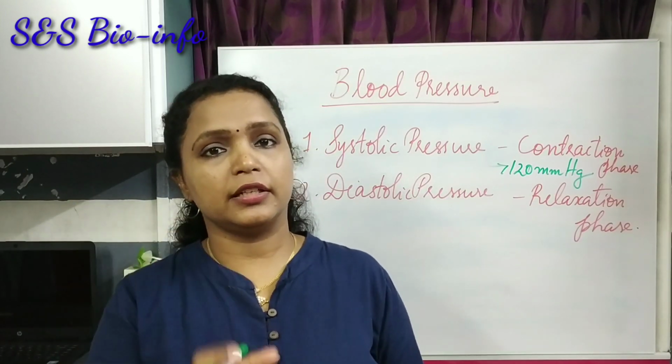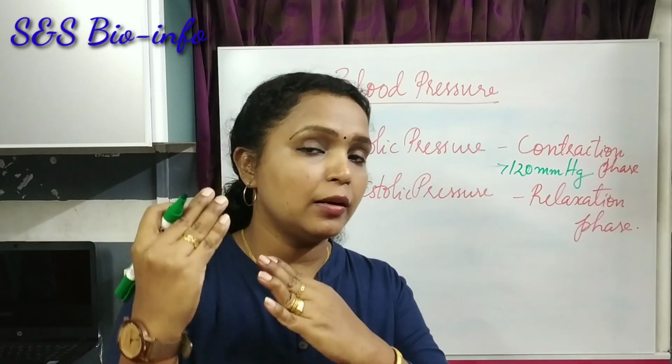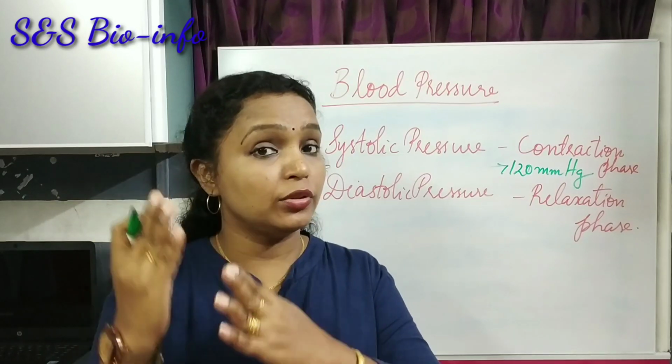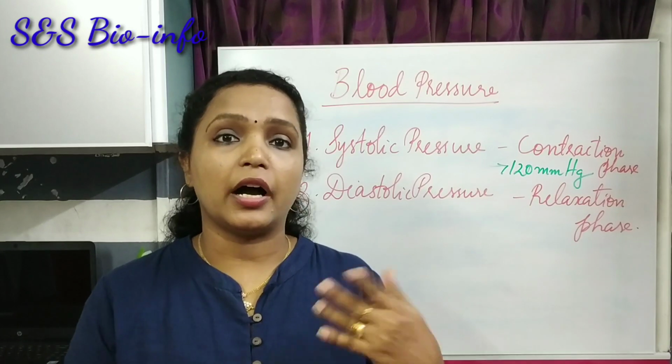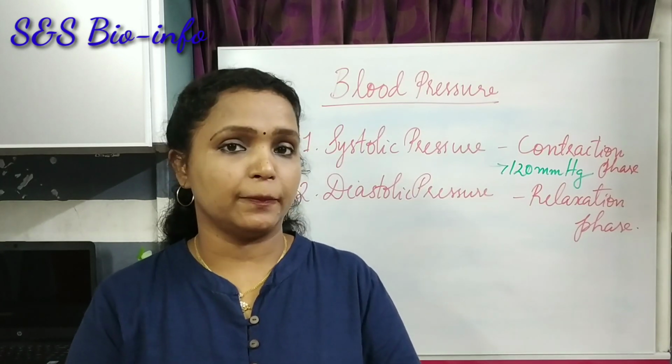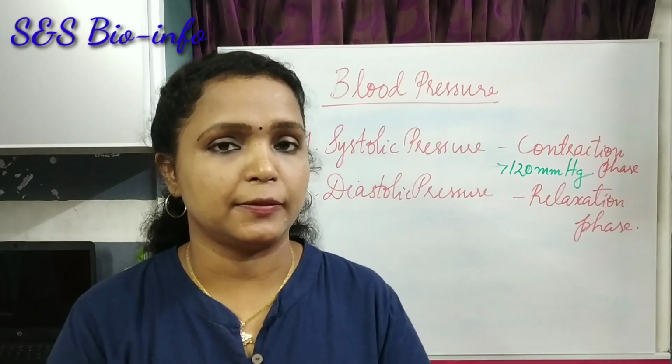That means deoxygenated blood from the right ventricle goes to the pulmonary artery, then to the lungs for purification. From the left ventricle, it goes to the aorta, to different parts of the body. So the systolic pressure is about 120 mmHg.